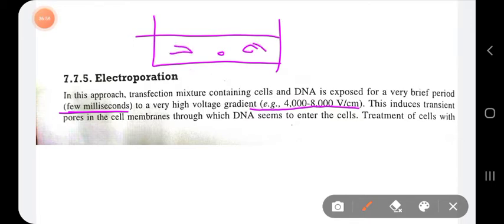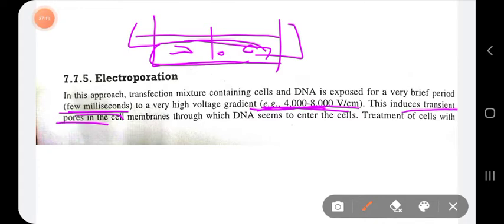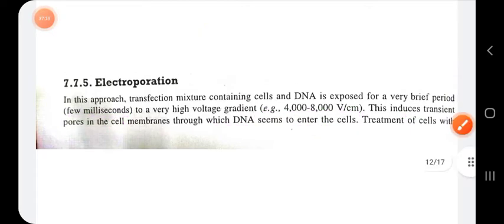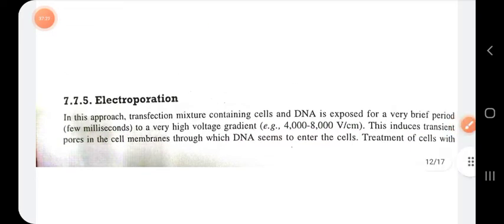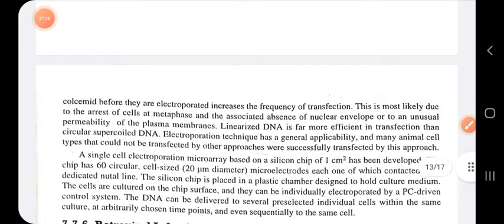target cells and your DNA in a particular buffer solution where we are applying a voltage of 4000 to 8000 V per centimeter for a few milliseconds. That is a high voltage gradient for a few milliseconds, which causes transient pores, that means temporary pores, in the cell membrane through which DNA seems to enter the cells. We can increase the efficiency of this by treating the cells with spermidine solution with colcemid before they are electroporated, which increases the frequency of transfection.